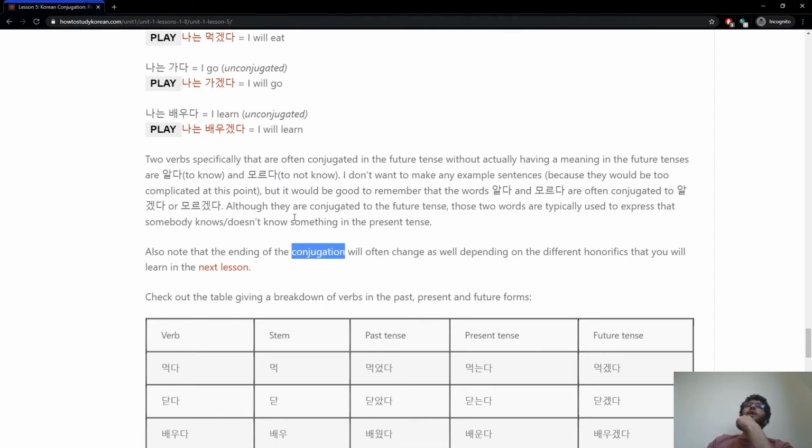And then the ending might change a little bit. It won't be 모르겠다, it might be 모르겠어요. Which is just adding something to the end. But that's for next lesson.